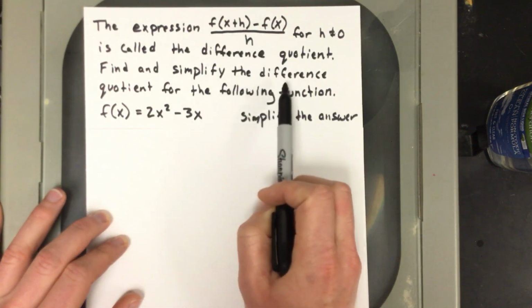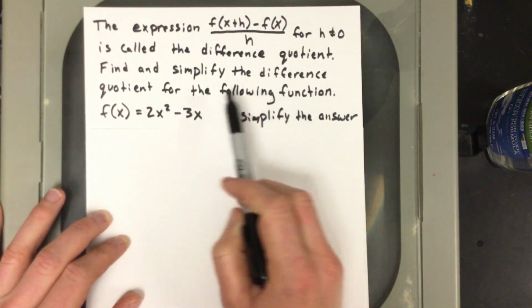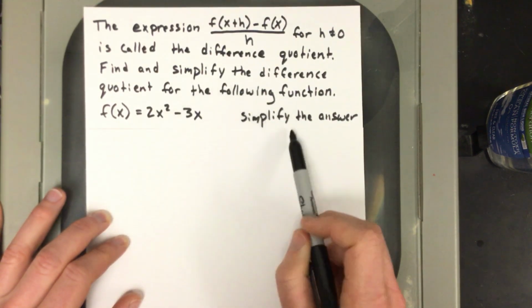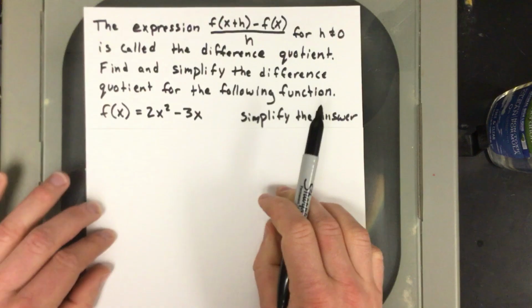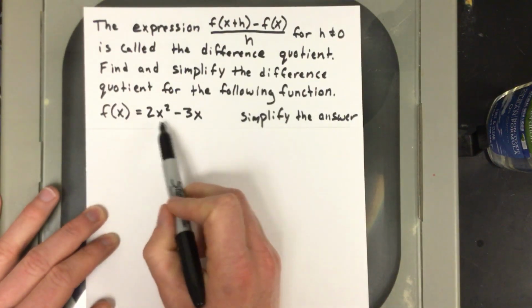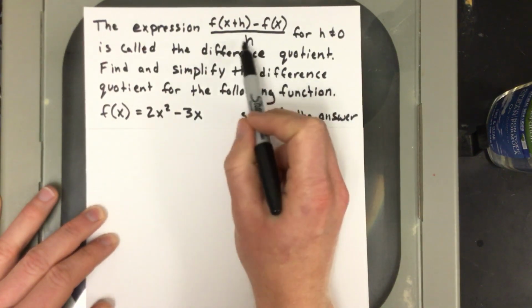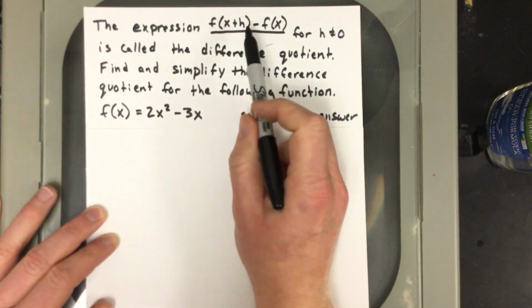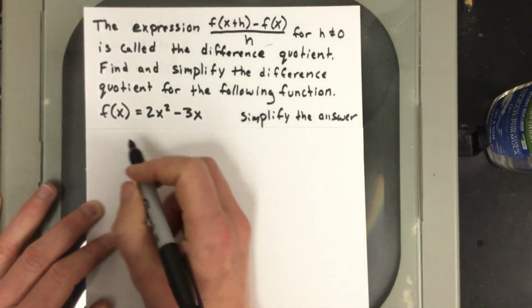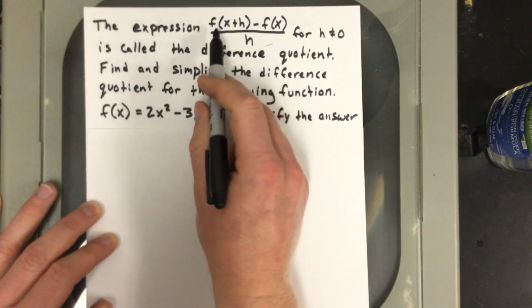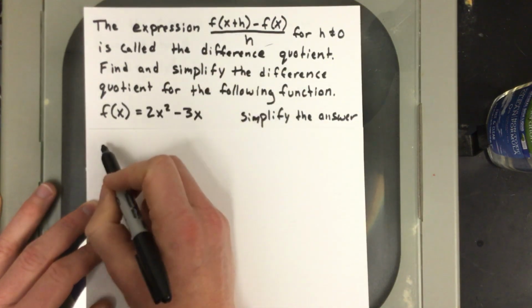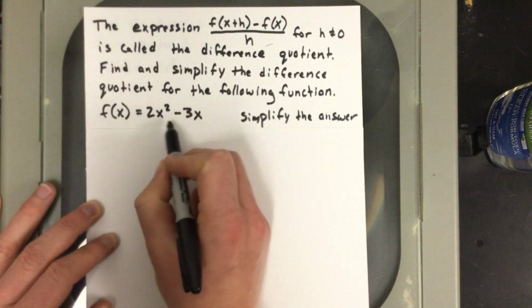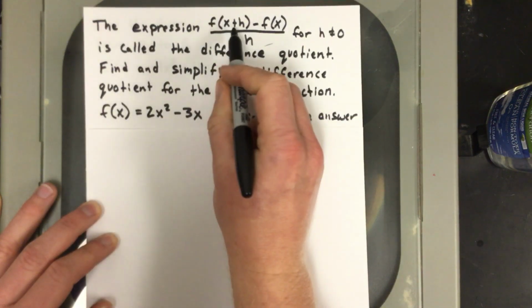Find and simplify the difference quotient for the following function. The key is simplify. They want us to simplify the answer. So the first thing I'm going to do is take this function and start using the difference quotient here. So to start out, because this says f of x plus h, I'm going to start by saying this function with x plus h plugged in.